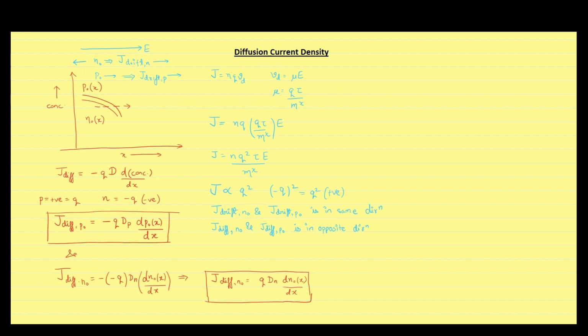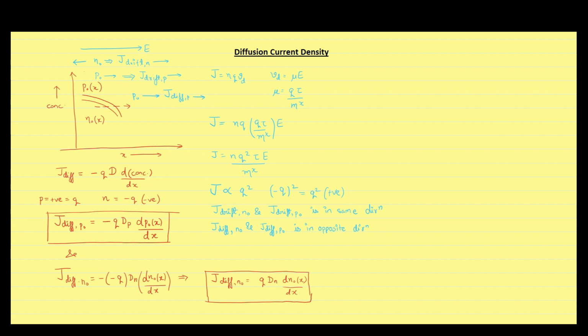Now, if you talk about the diffusion current, then since the concentration of holes at the left side of the semiconductor is more as compared to the right side, due to the diffusion, holes will move from left to right, which will give net diffusion current due to holes in the direction from left to right.